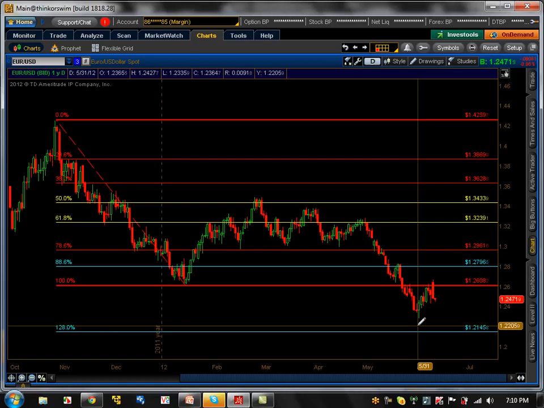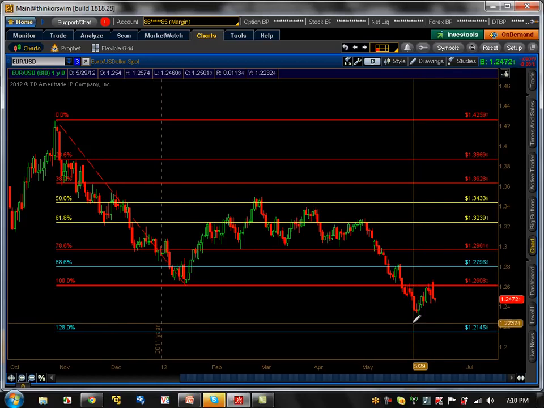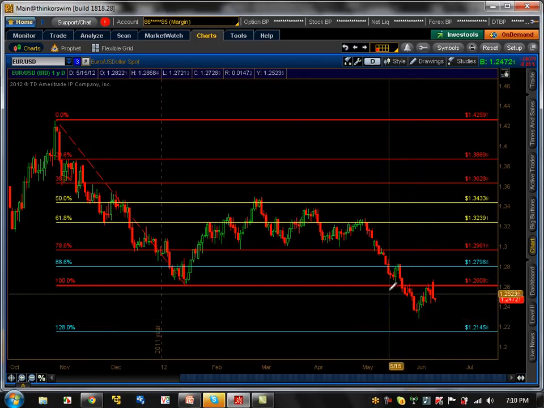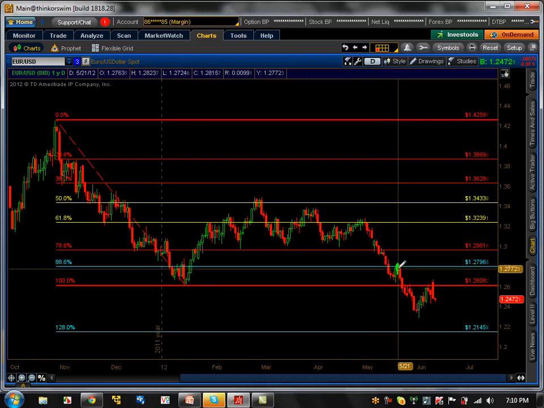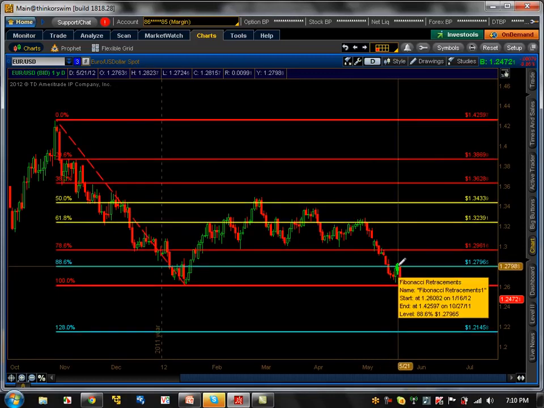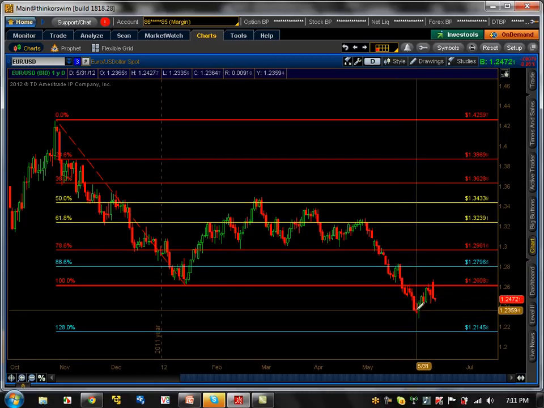Notice here, it blew past this 88.6, but then look what it did. It pulled back, stopped right there, held it, and then went and blew past it. So now you know how to get in, and you know where to get out, right? So you got 2 levels to get in, and 3 possible levels to get out.